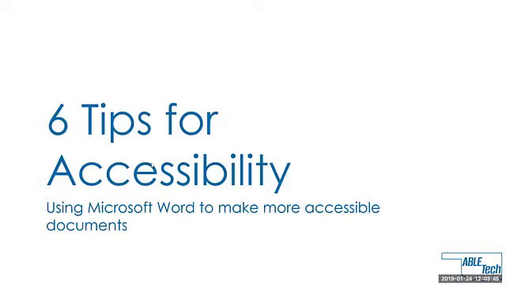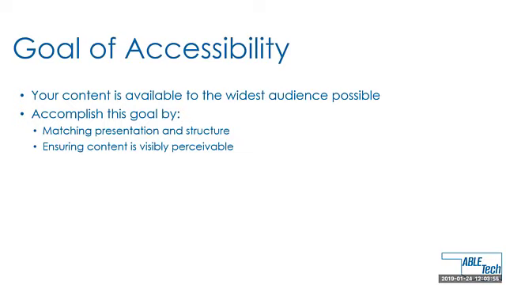Today, like Kim said, we're going to talk a little bit about 6 tips for accessibility using Microsoft Word. And you may be asking yourself why. Kim gave a little background, but I wanted to talk about some goals that I have for accessibility. Really, it's that your content is available to the widest audience possible. Like Kim said, you may never know if there's a student or somebody who needs to access your content using something like assistive technology, like a screen reader or a braille device. So it's best to go ahead and bake this into the document so that it's available if the time comes for somebody to need the content presented in another way.